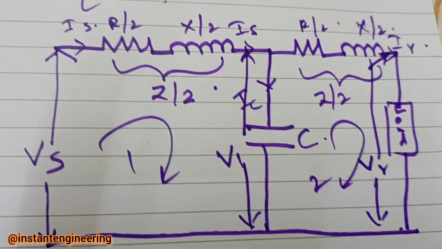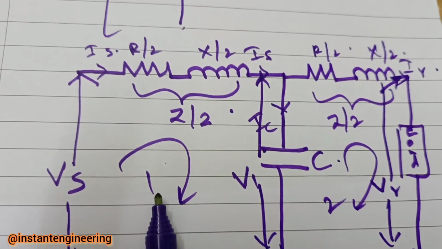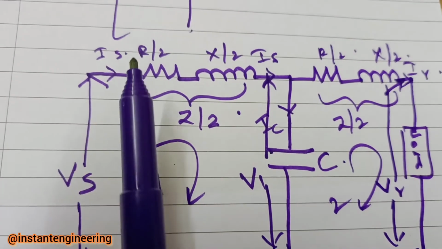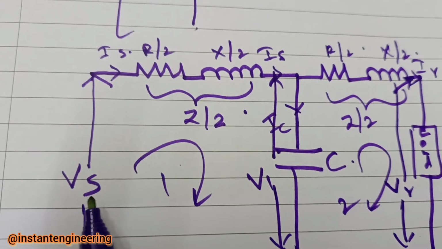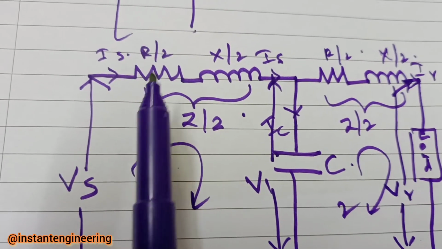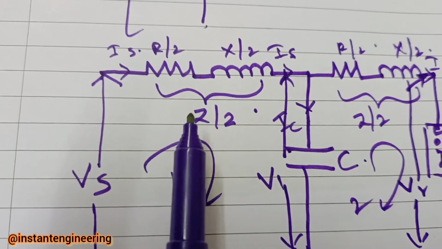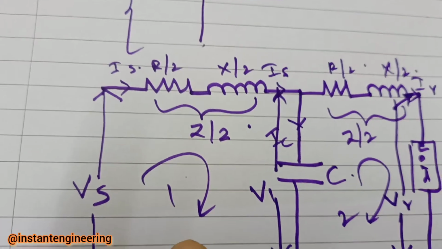So now we will apply KVL in the first loop. KVL means the sending end voltage is VS. V is equal to IR, basic KVL. So VS here, I is this one, IS into this whole thing, which I am taking as Z by 2. IS into Z by 2 plus this one. This is there, no? For loop 1.